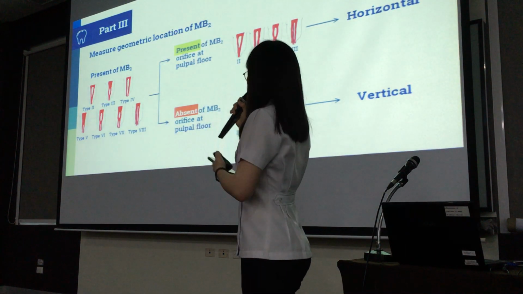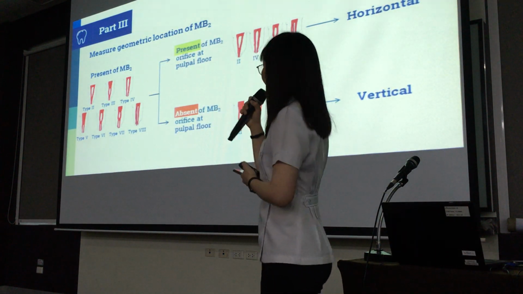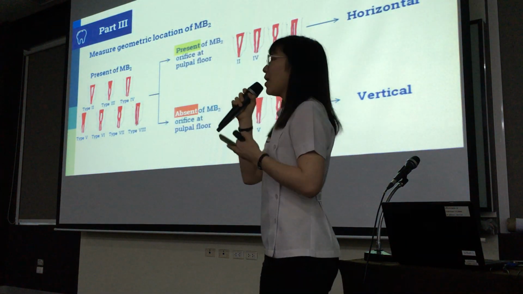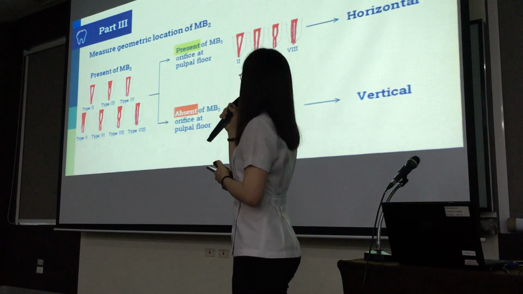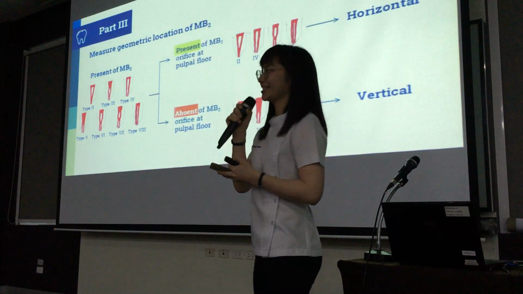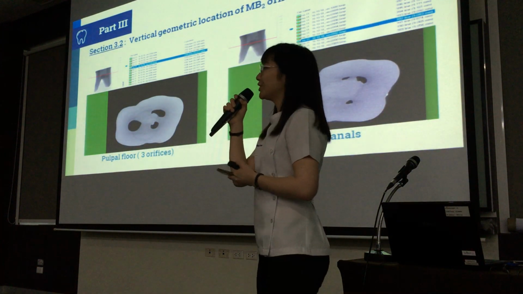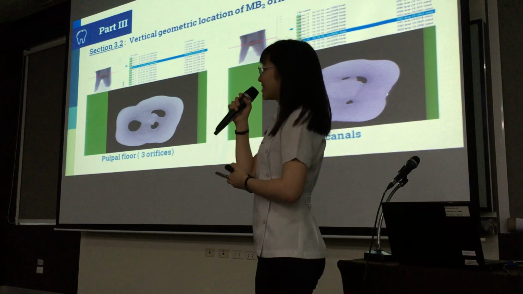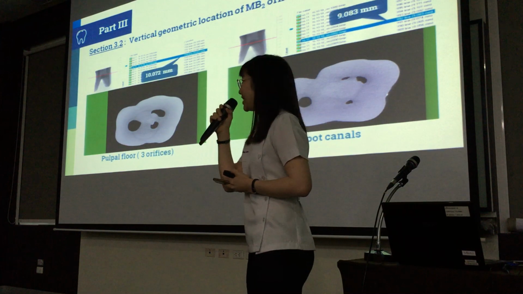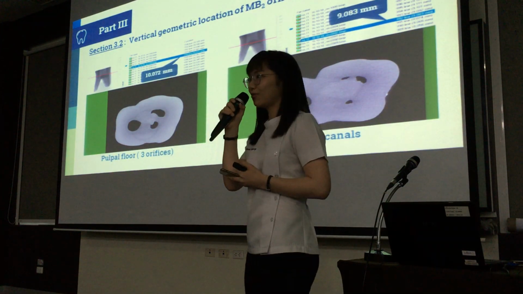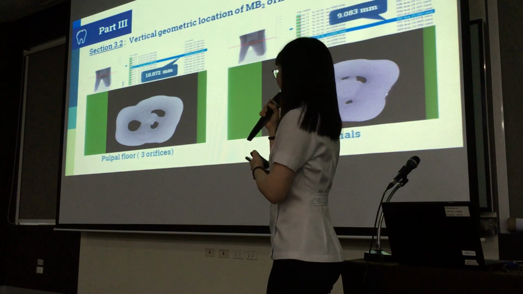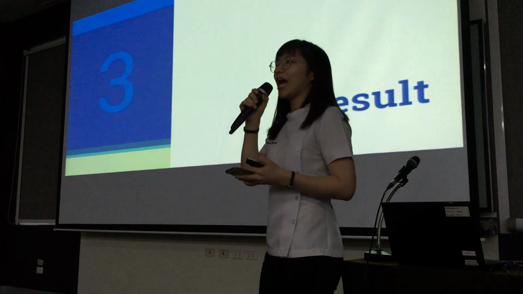Another group was the teeth without MB2 at the pulpal floor, but with an MB2 canal separating from MB1 beneath the pulpal floor level. This group was used to measure the vertical geometric location. For the vertical geometric location, the distance was calculated from the first slice of the cross-sectional image that had 3 orifices at the pulpal floor, to the first slice that had 4 root canals. Let's look at the results.